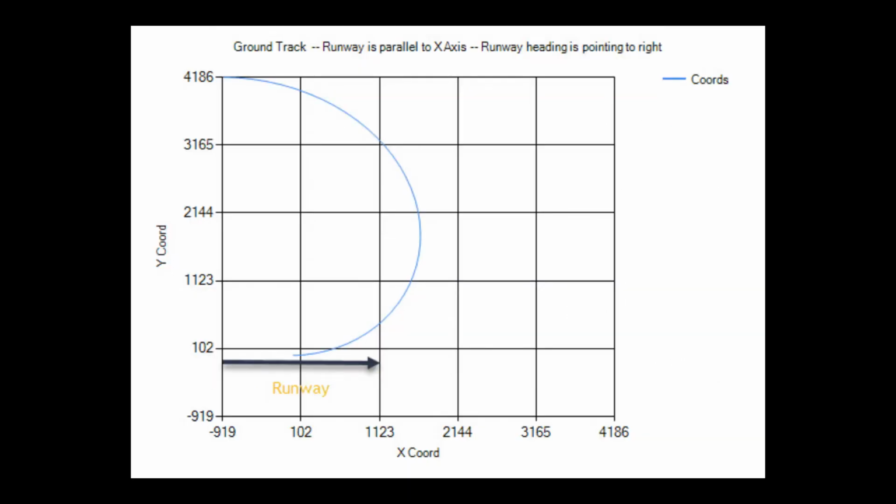Finally, this is the ground plot, or the ground track of the airplane as it completes the turn. As you can see, the ground track is distorted just as you'd expect it to with a strong headwind component, and the values are in feet.